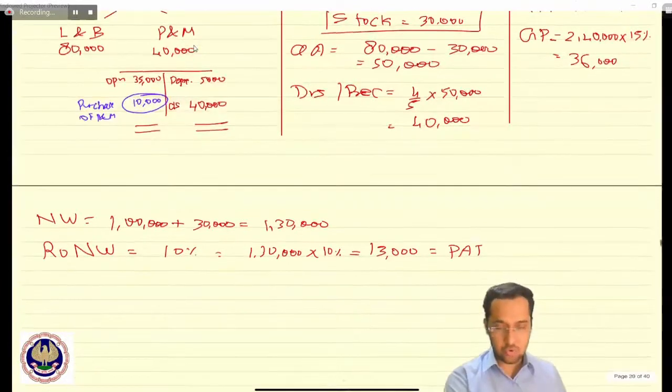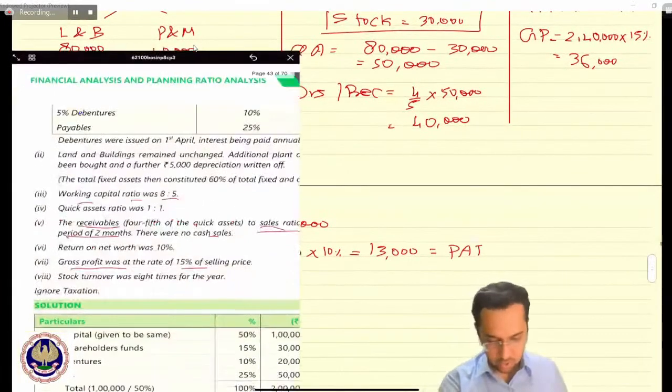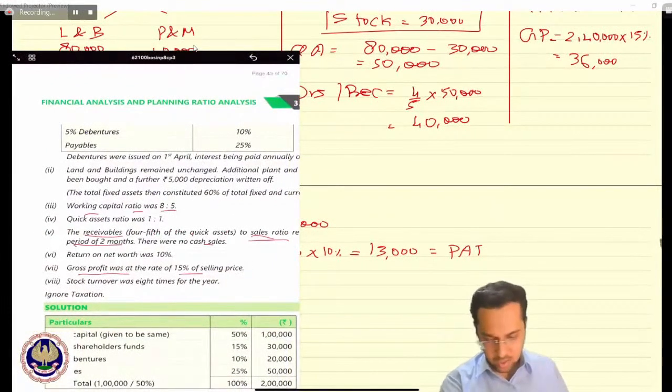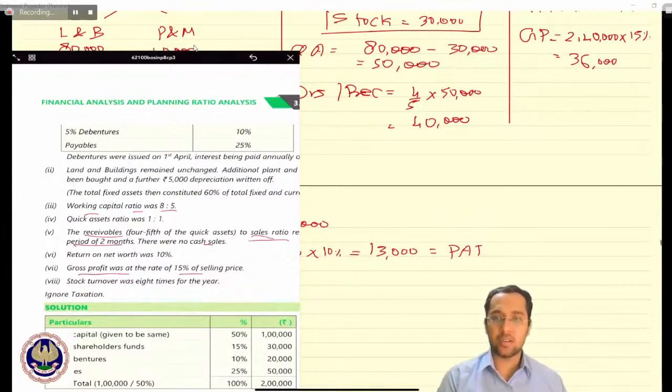Right. So I think we have used all the ratios. One thing is the stock turnover was 8 times for a year. So stock turnover is something which, I think, we haven't used it, right? Stock turnover.